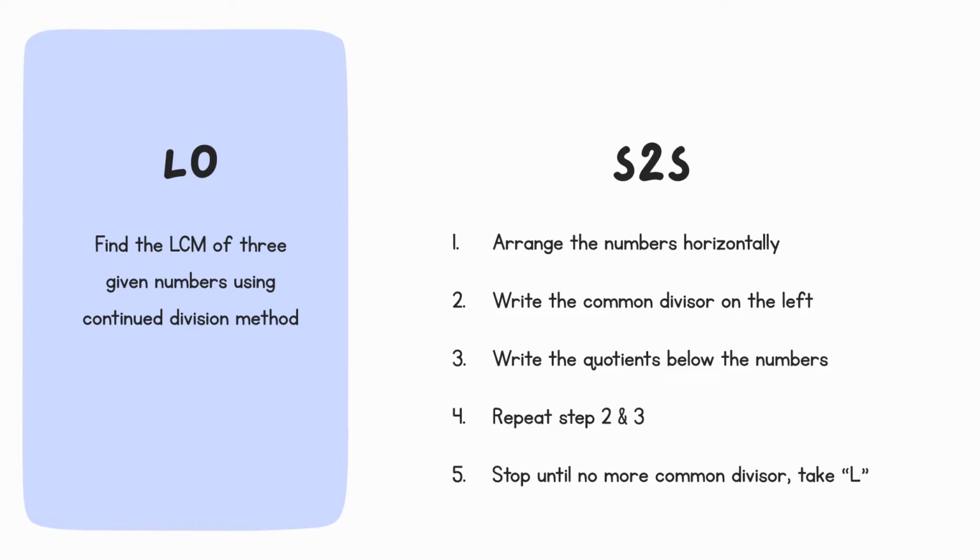So step one is arranging the numbers horizontally. Step two, write the common divisor on the left. Step three, write the quotients below the numbers. Step four, we need to repeat step two and three if there are still common divisors between those three numbers. And step five, stop when there are no more common divisors, and we're going to take the L shape from this step because L stands for lowest.